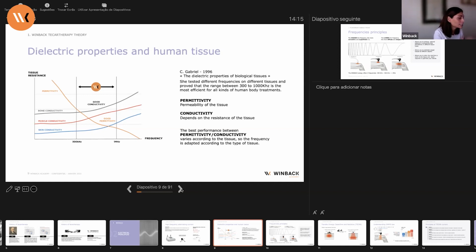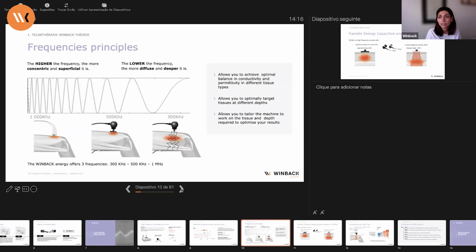So we found out that between 300 kHz and 1 megahertz are the best performances between the permittivity and the conductivity. And it varies according to the tissue. So we really need to adjust the frequency that we work on according to the objective that we have, okay? So if we're working on skin, conductivity will work in frequencies higher than if you work on bone or muscle, okay? Any doubts? No, no.